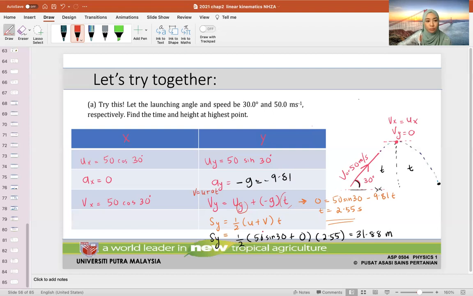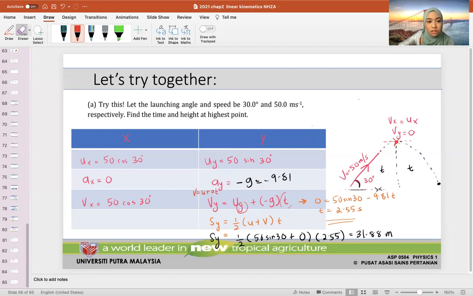Substitute that into my displacement equation. Sy equals 1 over 2 u plus vt. In this case, my v is equal to 0. I'm still trying to find the displacement over here, the displacement in the y, right? So this becomes 0 as well. Sama macam tadi, kat sini 0, kat sini pun 0 because it refers to the same time. So Sy equals 1 over 2, u, substitute 50 sine 30, plus 0, and then t, which is 2.55. Okay, so I got 31.88 as the maximum height.